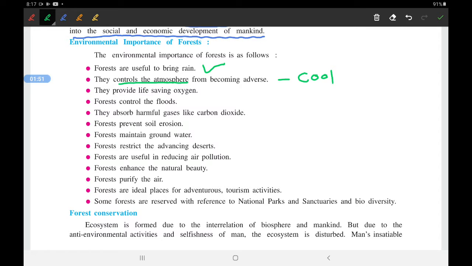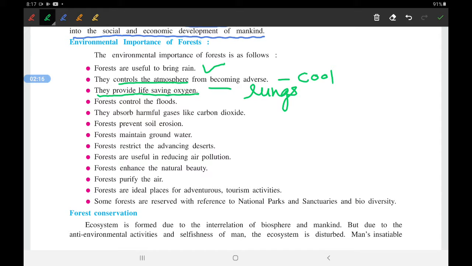Third, they provide life saving oxygen. Most important thing as per me. Oxygen. They are the lungs of the earth. And when we are cutting them, we are actually cutting the provider of the oxygen.